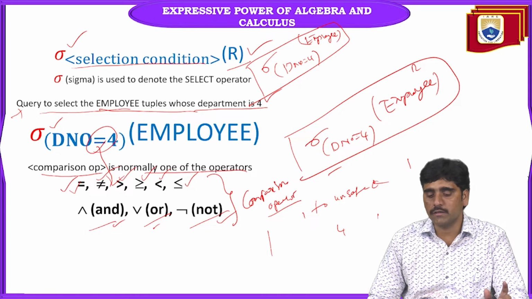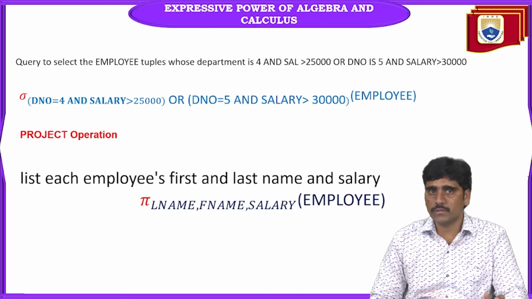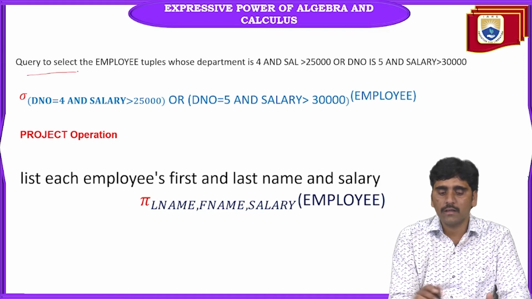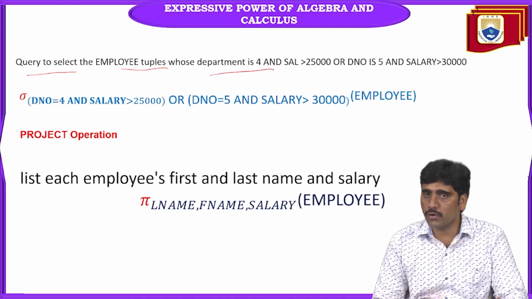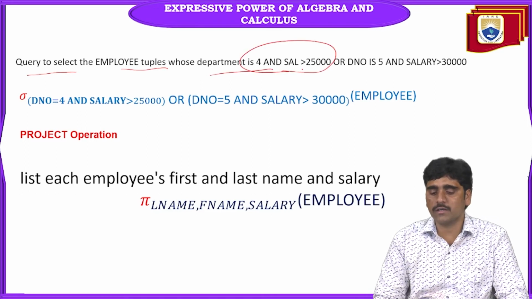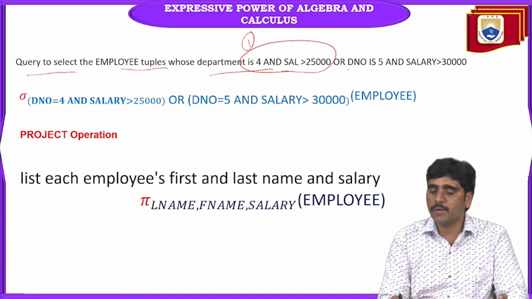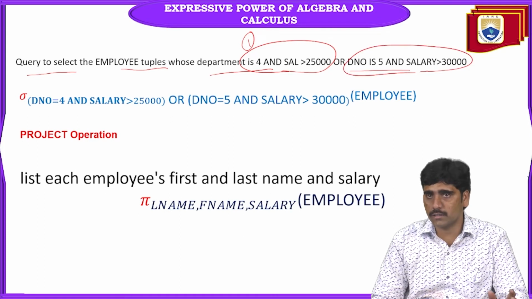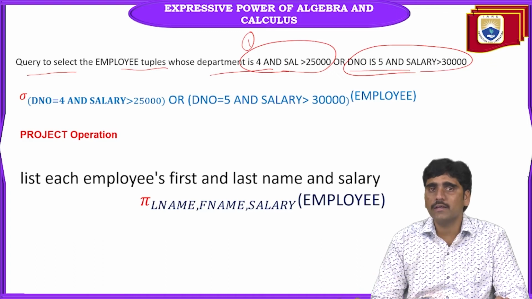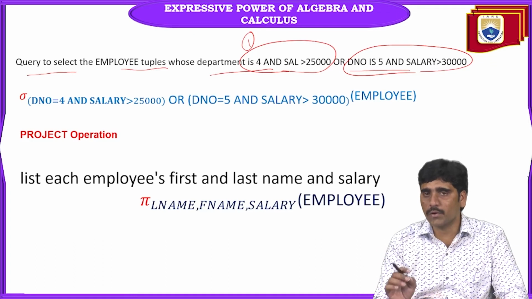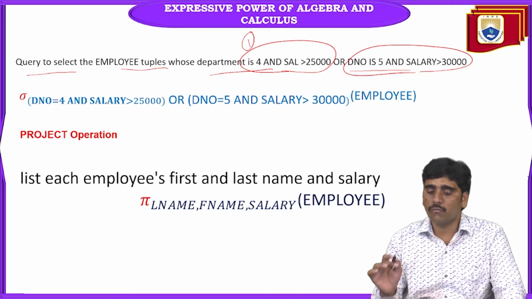Right? So this is the way we have to represent a relational algebraic query in the selection operation. And the next one is the projection operation. We'll see that, but before that, one more example. Query to select the employee tuples whose department is 4 and salary is greater than 25,000. This is one condition. And the second one is OR, department number is 5 and the salary is greater than 30,000. So I just want to display all the employee tuples on two conditions. One is what?